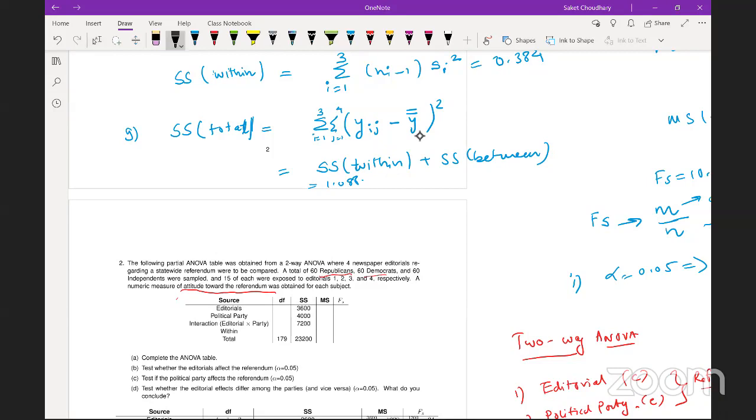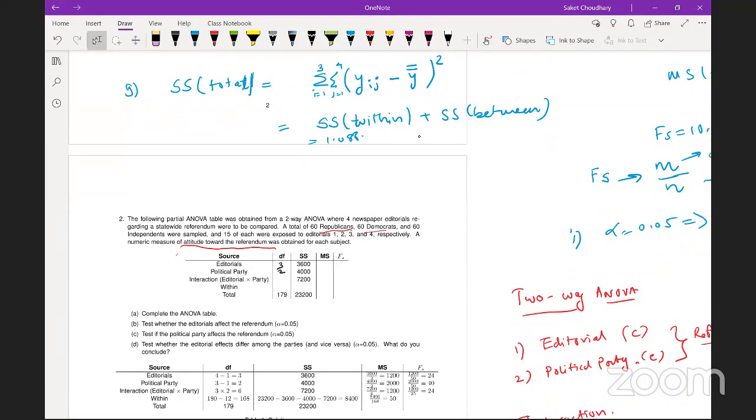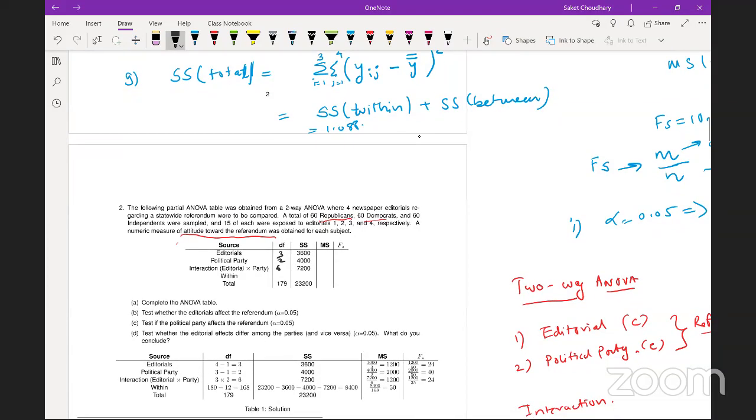Let's look at the first editorial. Editorial degrees of freedom are very easy to calculate. That's 4 minus 1, you have 4 editorials, so this is 3. You're looking at political party. We have 3 political parties, so this is 3 minus 1, which is 2. Now, how many degrees of freedom do we have for interaction? That's essentially a multiplication of these 2 degrees of freedom, equal to 6. The fourth one, which is within, is now very simple to calculate. That will be 179 minus 3 minus 2 minus 6, and that's going to be 168.